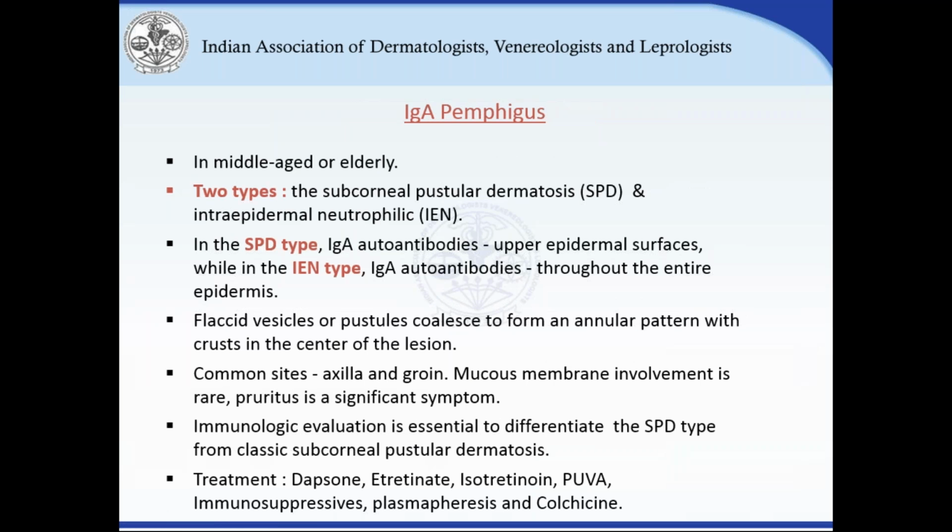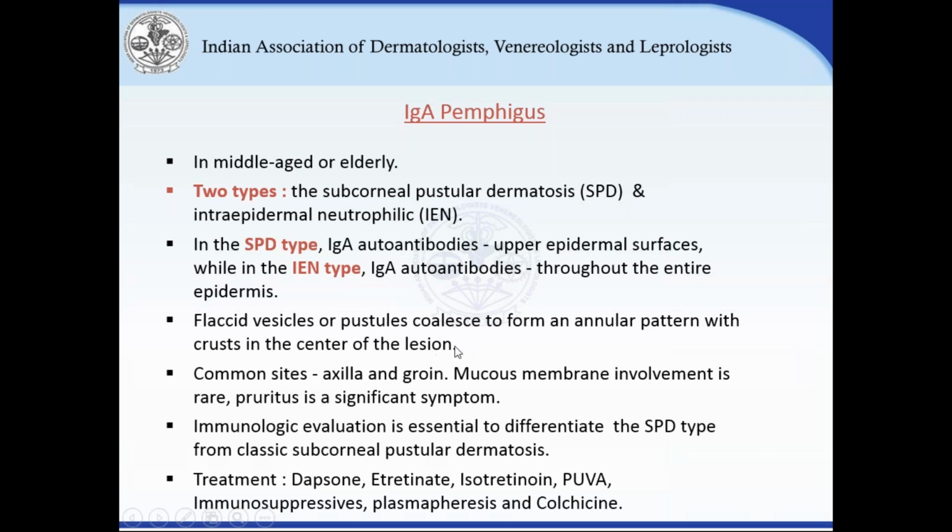Now IgA pemphigus is basically pemphigus but not IgG4 antibodies, IgA autoantibodies instead of IgG4, and it has two types, SCPD type and an intraepidermal neutrophilic type. Subcorneal pustular dermatitis, that is SCPD type. So in SCPD type, the IgA autoantibodies are against the upper epidermal surfaces. The name subcorneal, so upper. While in the intraepidermal, it is throughout the entire epidermis.